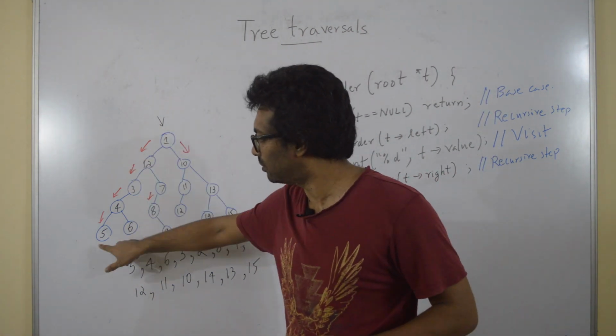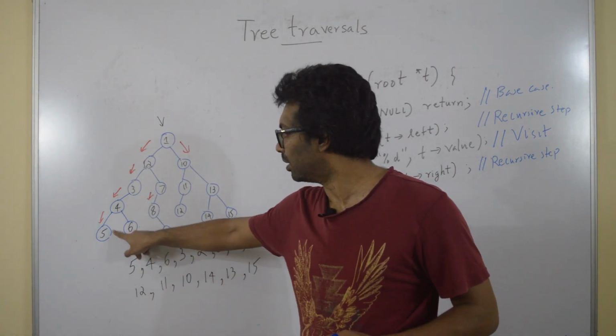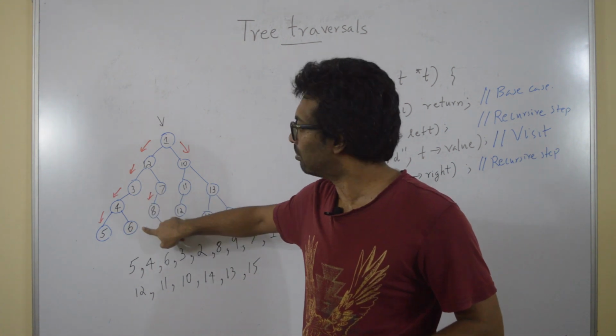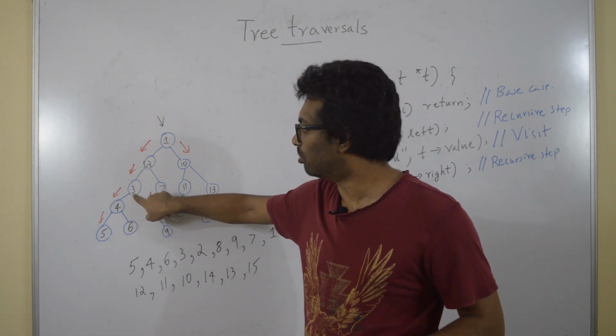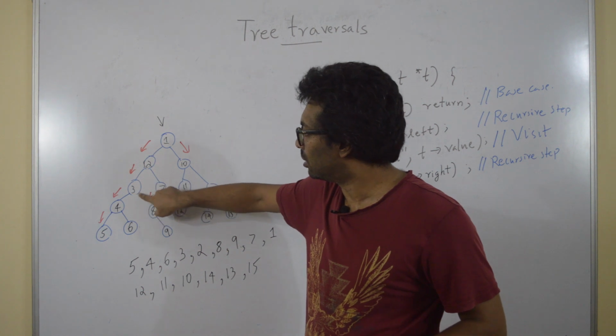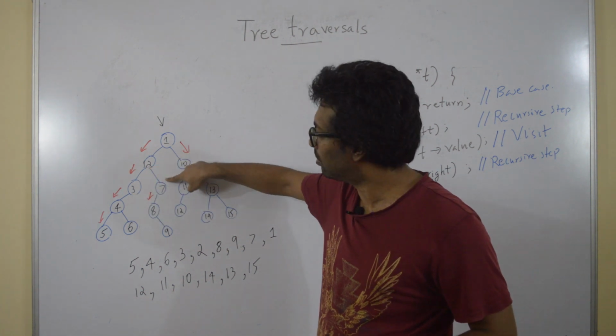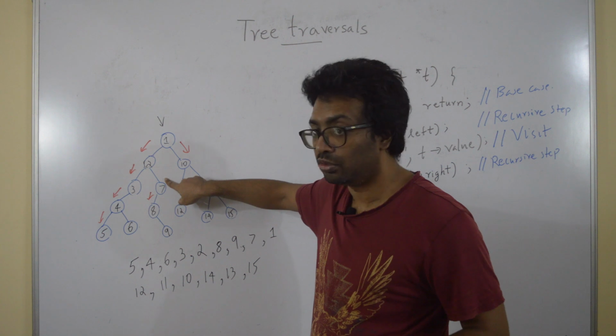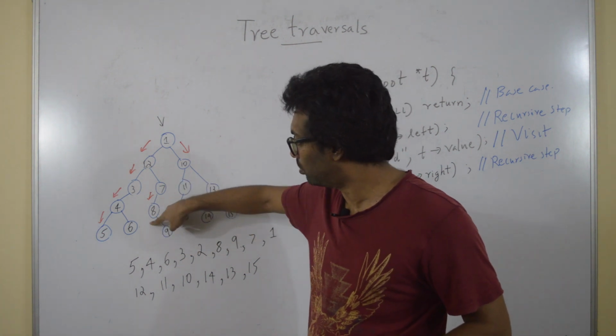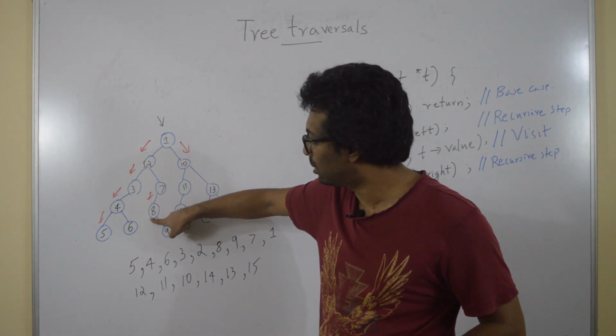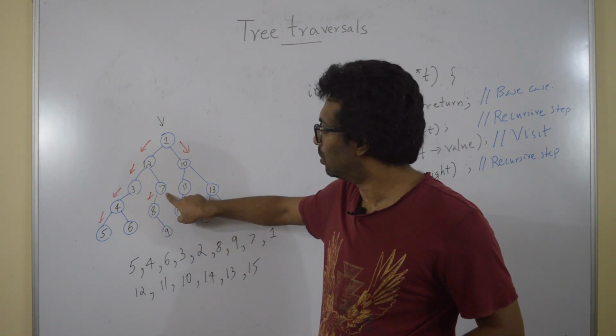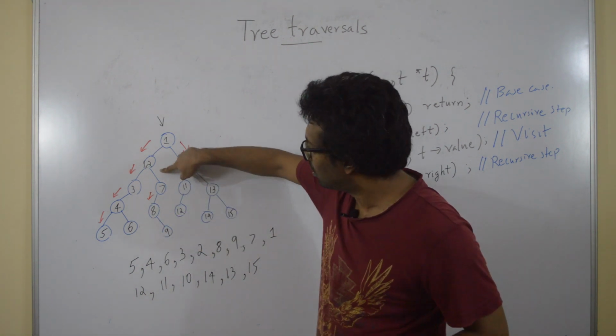I go full left, I reach 5, I print 5, then I go back up to 4, come down here to 6, done, go back here to 3, nothing there, go back here to 2, come right to 7, you don't print 7 right now, you go left, you print 8, after 2 you print 8, then you print 9, go up, print 7.